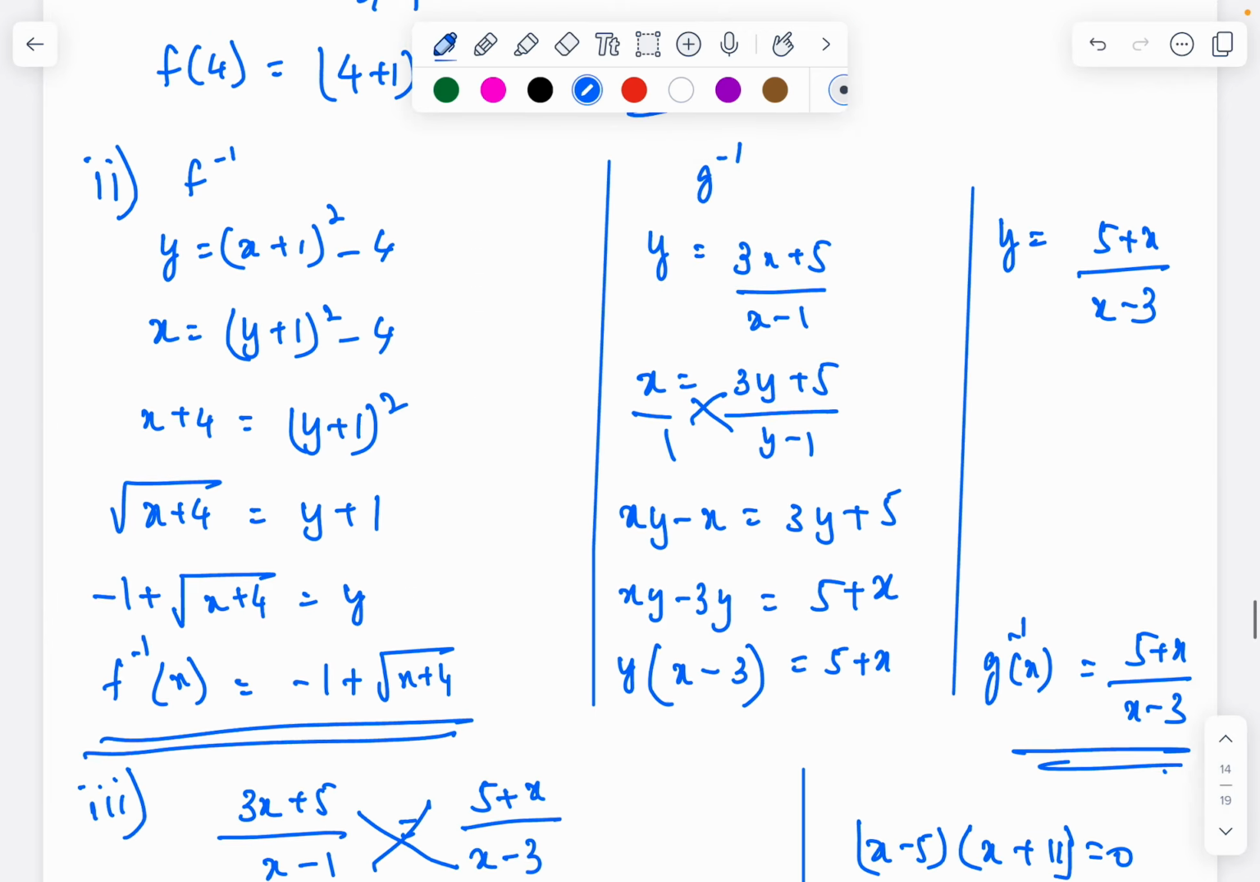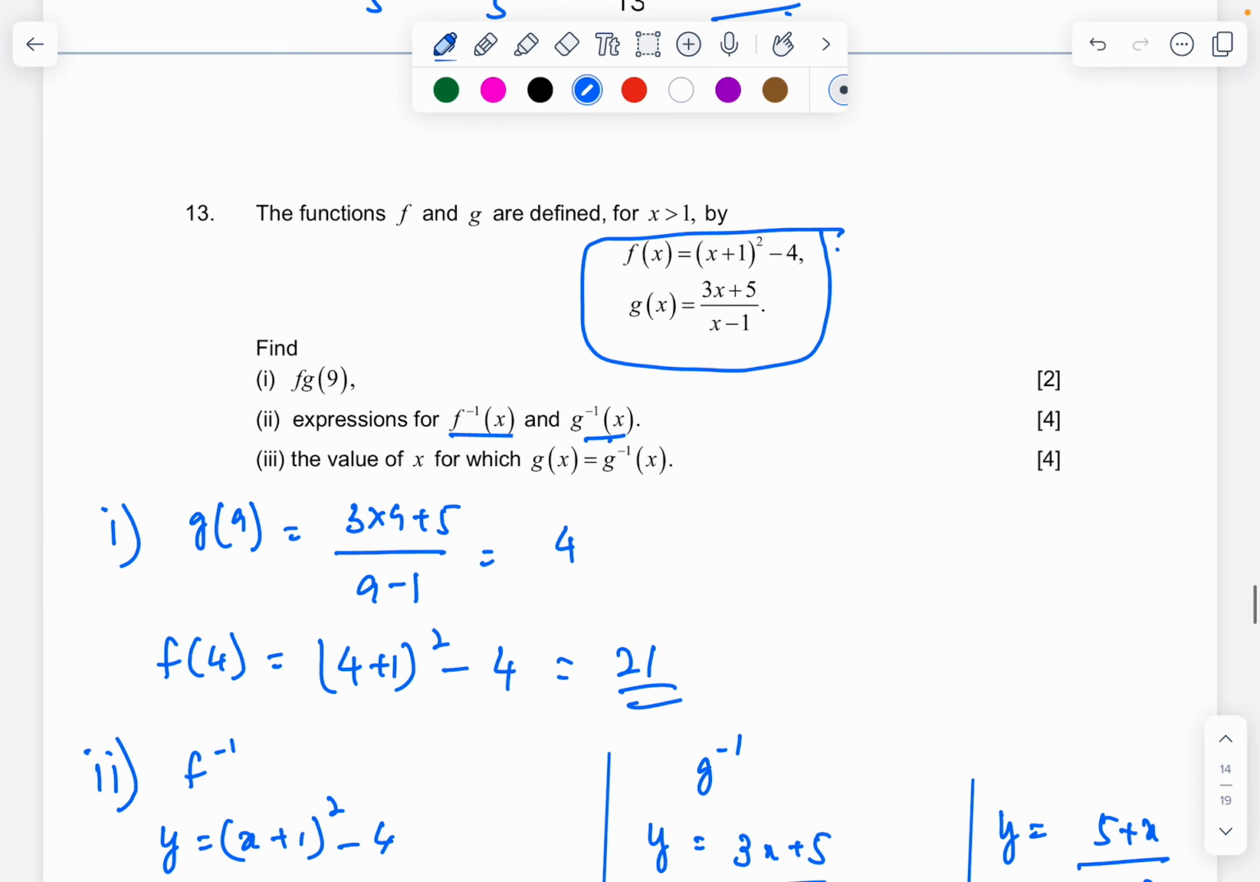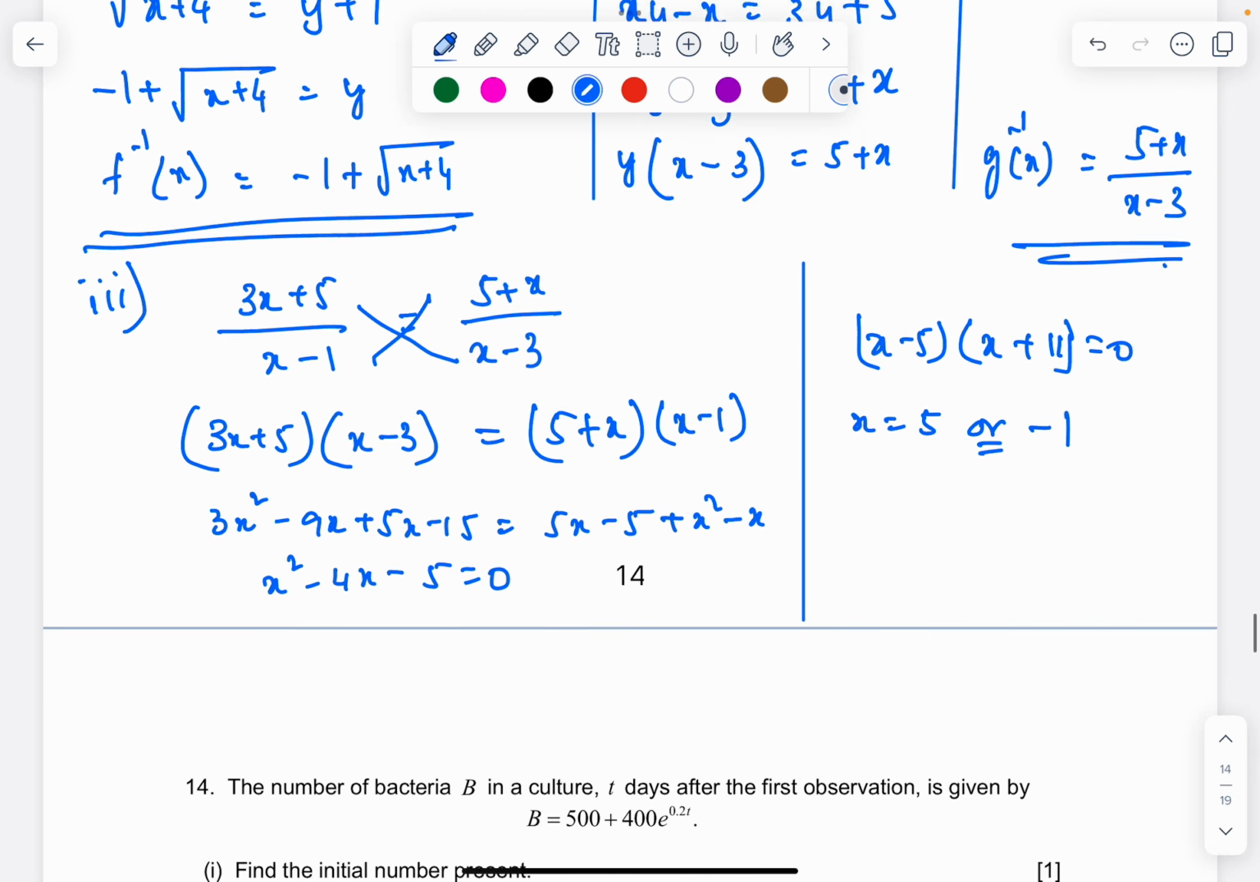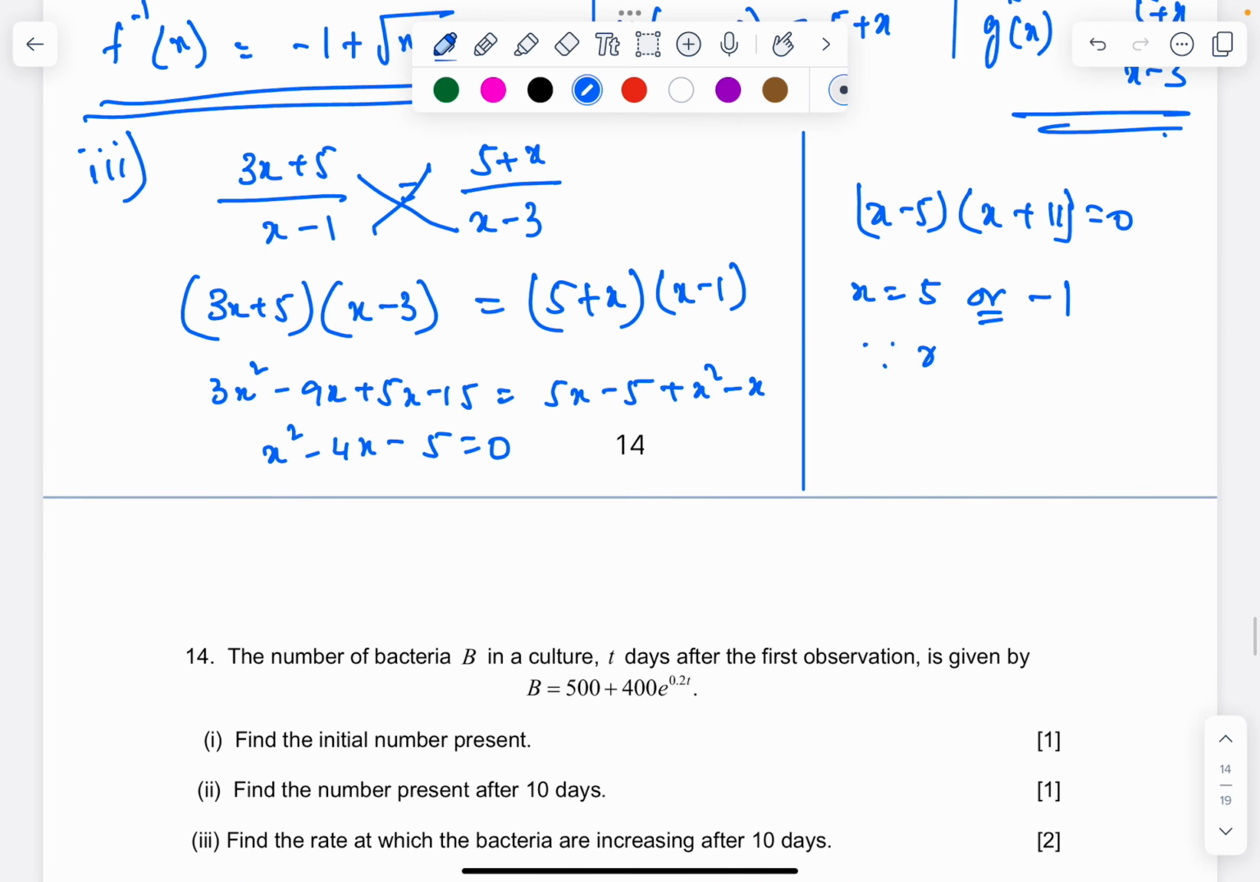So once you get all the values, you check the domain. See, for both, x is greater than 1. So since x is greater than 1, x equal to 5 only. So we basically discard this.